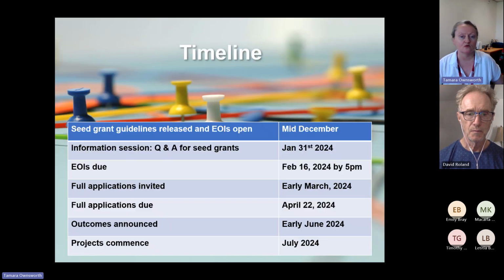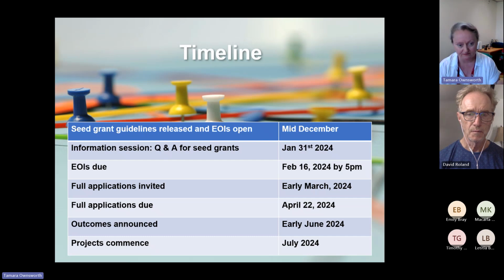So, the timeline for round 8. We're having a bit of an early information session today that's designed really around clinicians' interests, encouraging early planning and positioning yourself well for the timeline next year.